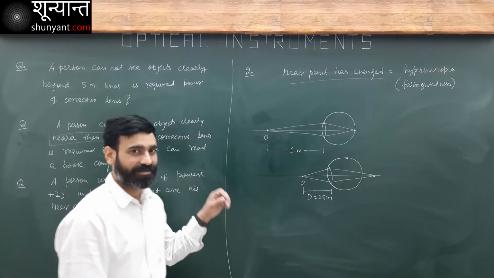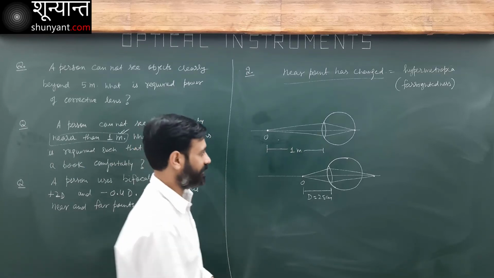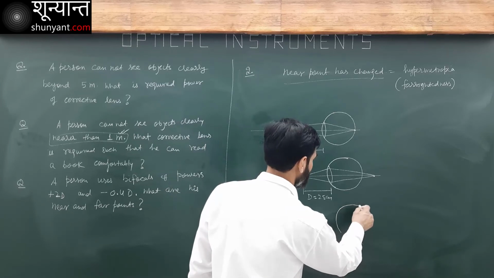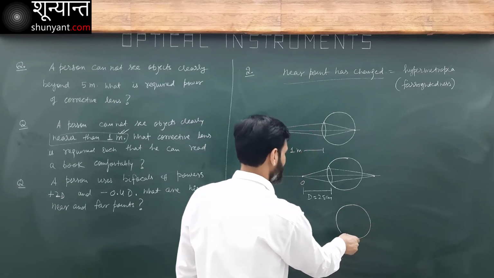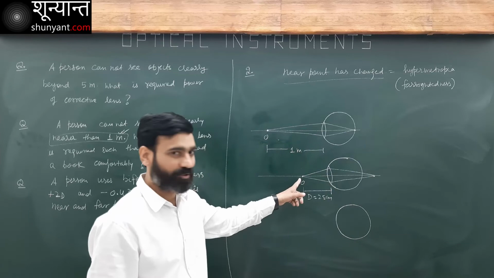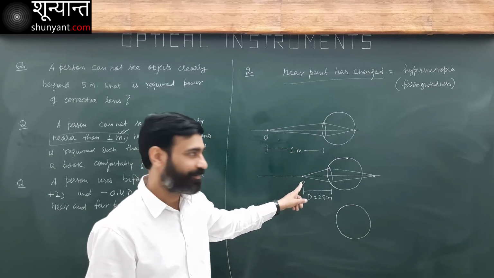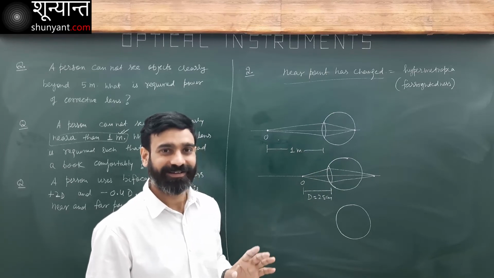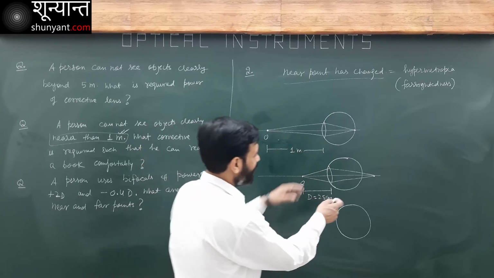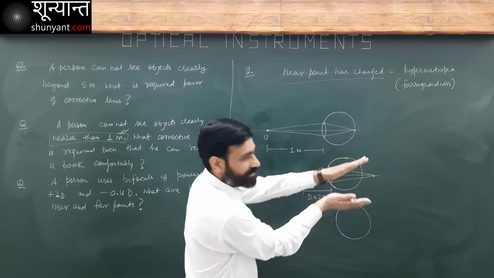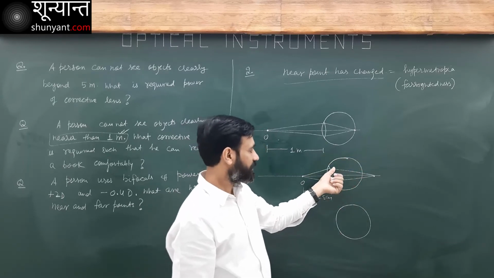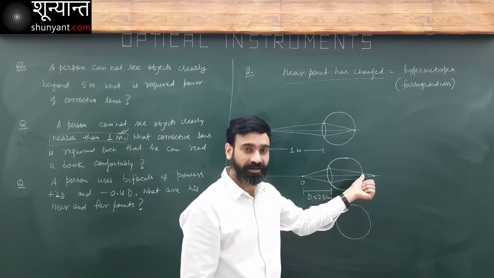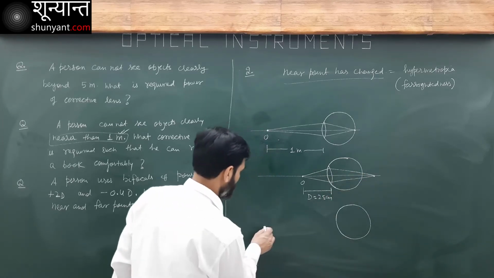Then what is the correction? I am going to trick my eyes into believing. I want to see this object, but I cannot see it. So I will trick my eyes using a convex lens. I need to converge these rays a little bit. If I converge it a little bit, it will be focused here at the retina.